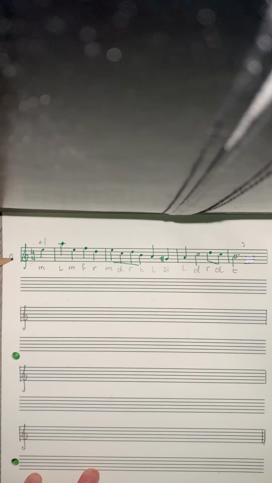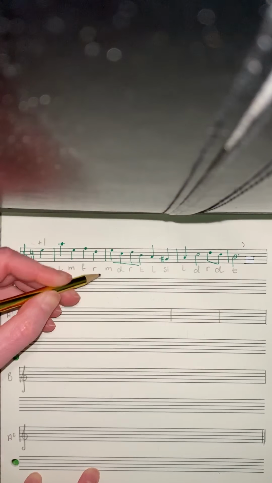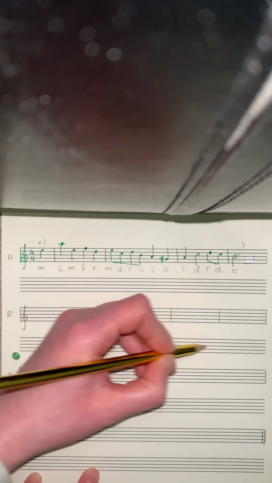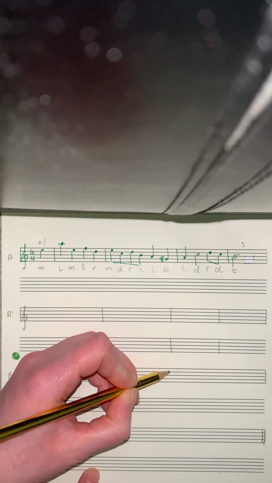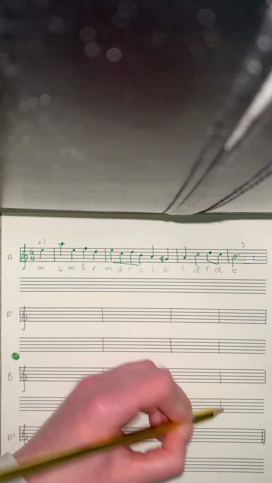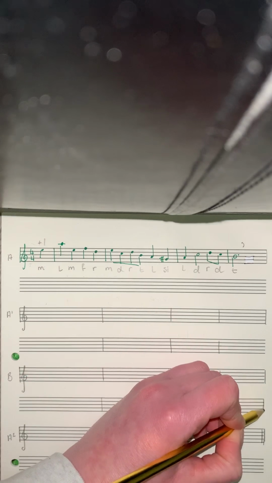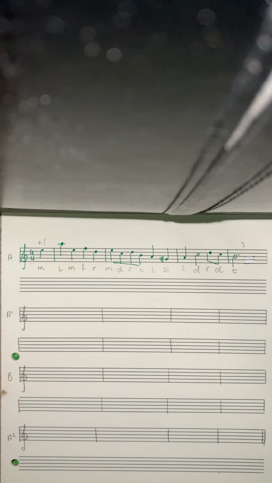And now you need to write in your phrases. A, A1, B, and A2. And then your other bar lines. Obviously, I'm not going to use these, so this time I drew them in, but I'm going to rub them out afterwards, the bar lines in the middle of the phrases. So I've just got A1, B, and A2, and I'm going to skip those lines.